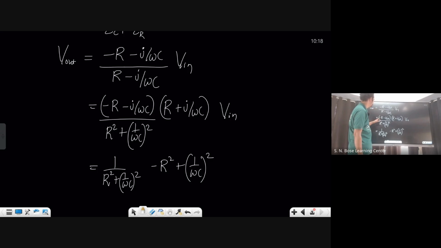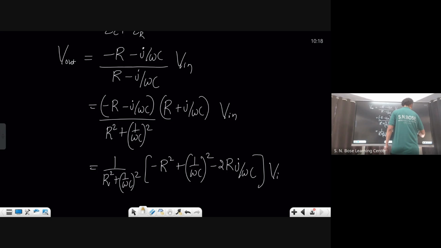Next one is minus Rj minus Rj. I think minus 2Rj by omega C. Is that right? Speak up. Is this algebra right? Multiplication of this one: minus R square, minus minus plus 1 by omega C the square, minus R into this one, R into minus of this one, 2 times.